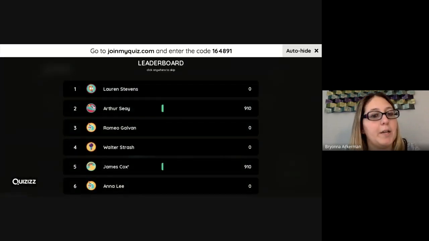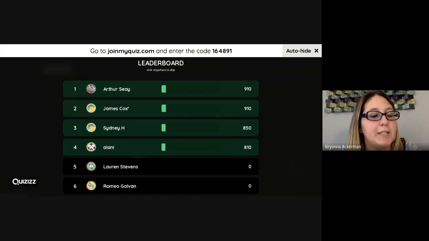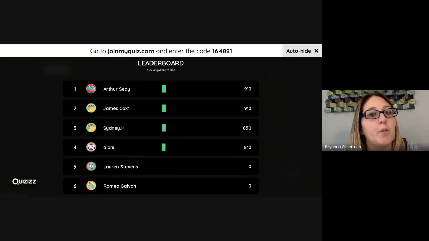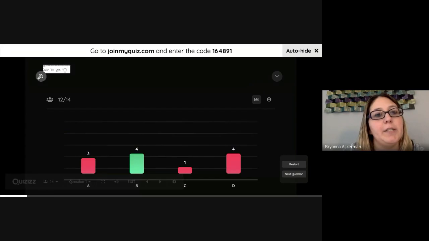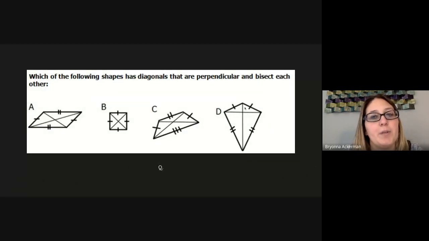Okay, so the trick here is that there's two things that have to be true. So perpendicular means that they're crossing at 90 degrees. And the kite does do that, guys. And this was the hard one on the quiz the other day. A kite does intersect at 90 degrees. But the key here is and bisects each other.